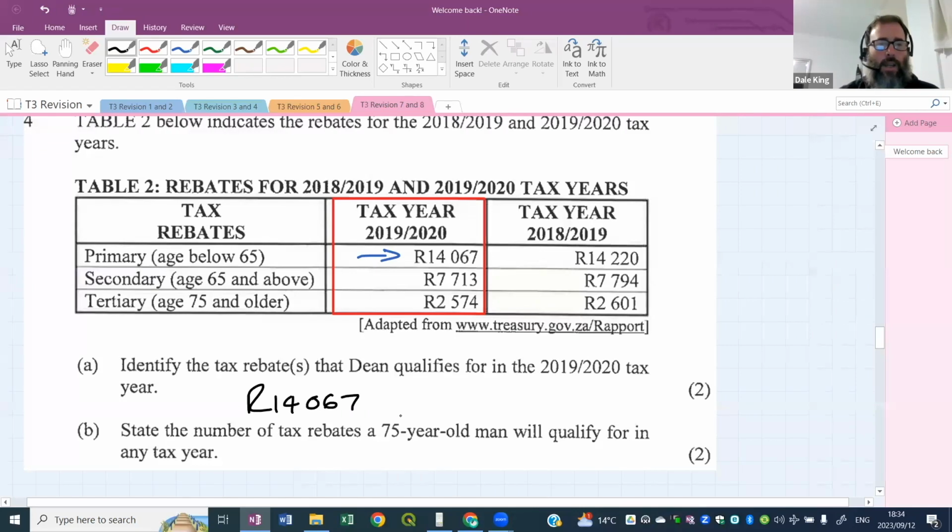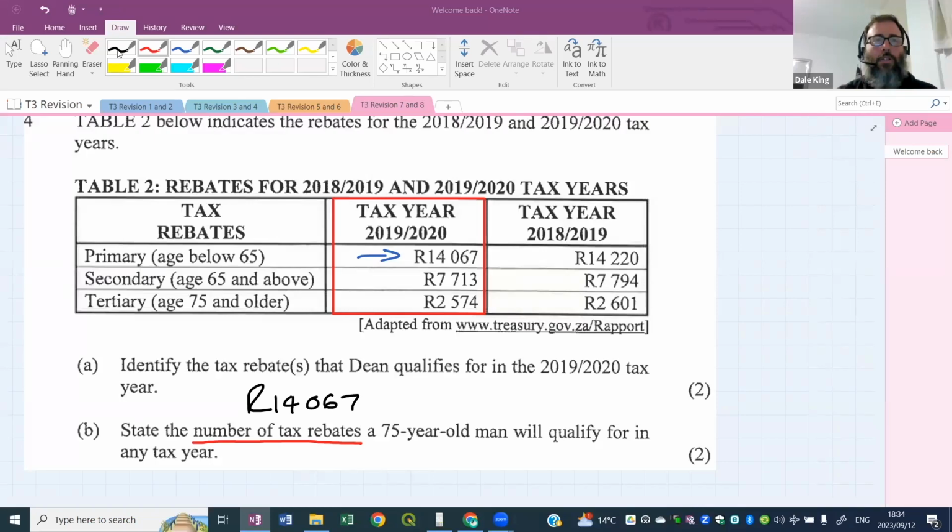All right. Now, question B: state the number of tax rebates a 75-year-old man will qualify for in any tax year. State the number of tax rebates. Careful of the wording. Yes, Ben. State the number of rebates, not what are the rebates, or state the rebates, or write down the rebates, or give the rebates. It's state the number of rebates.